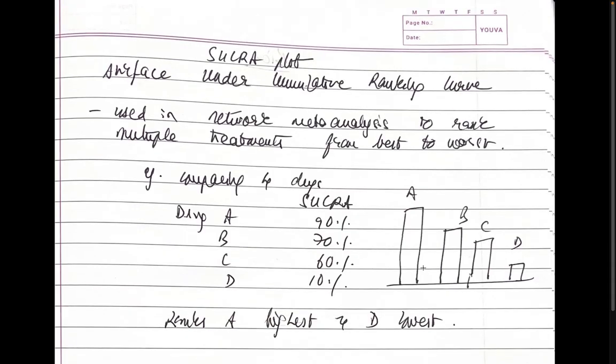SUCRA plot, surface under the cumulative ranking curve. This is used in network meta-analysis to rank multiple treatments from best to worst. Example, you compare 4 drugs A, B, C and D. The SUCRA plot will tell you 90% effective treatment for A, 70% for B, 60% for C, 10% for D, and it ranks highest to lowest.